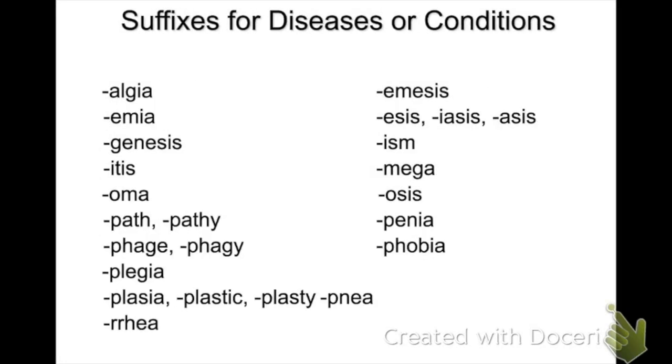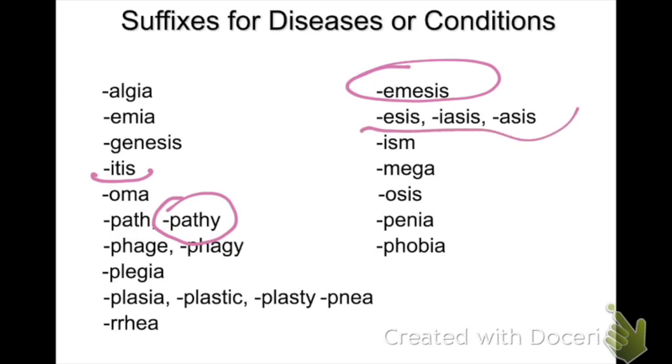Here's some more suffixes for diseases or conditions. Some of the really commonly used ones would be itis, that's inflammation, pathy, that means disease, emesis, vomiting, esis, iasis, asis, usually condition of the blood, as is emia. So all of these are common, but some of the more common ones.